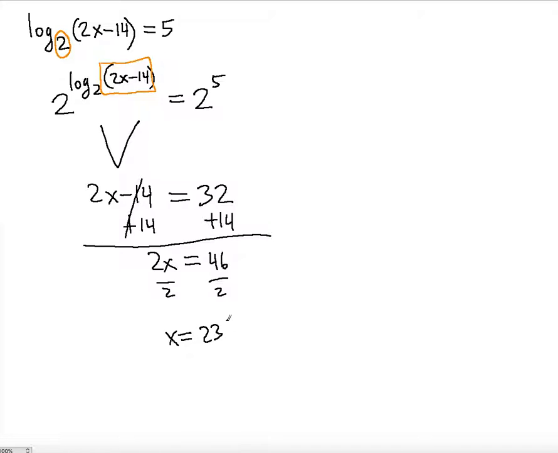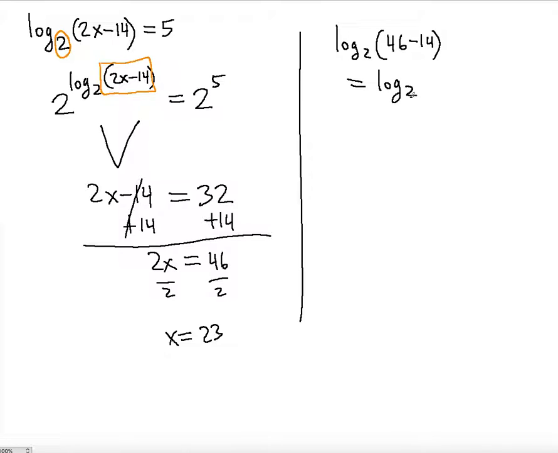So now we have to make sure that this is a solution by checking it in the original logarithmic equation. So it's going to be log base 2 of twice 23, so 46, 2 times 23, minus 14. Let's see if we get 5. So log base 2 of 32. What does that mean?